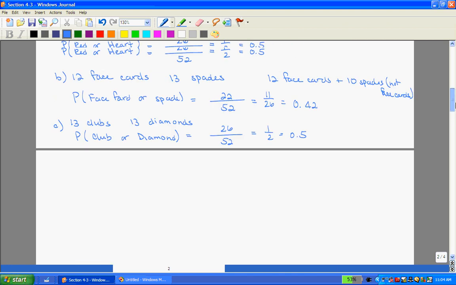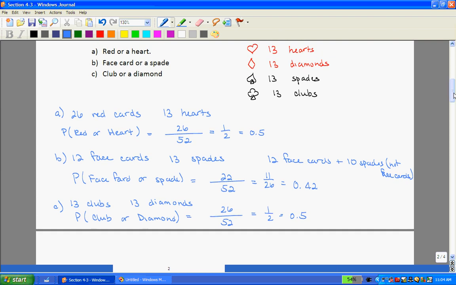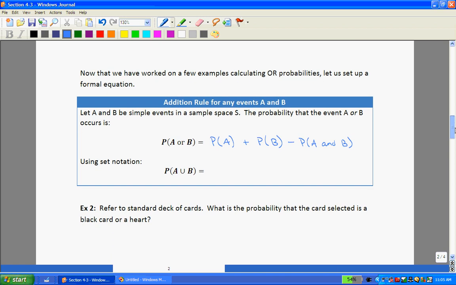So if we go back to that first example, there were 26 red cards plus 13 hearts, so you can look at that as 39, but we had to subtract off the 13 cards that were both a heart and a red card. So that took us back down to 26. The same thing here in example B. There were 12 face cards and 13 spades, so that would be 25. But we had to subtract off the 3 cards that were also spades and face cards because they were being double counted. Okay, so that's where that formula comes from.